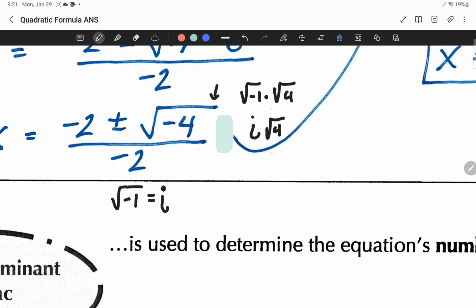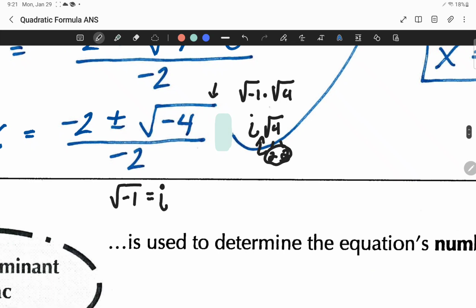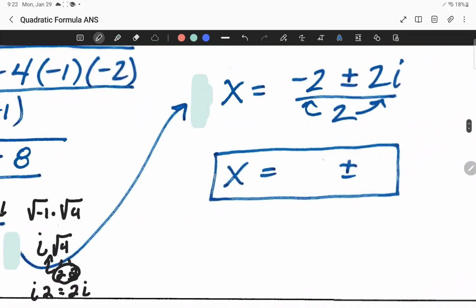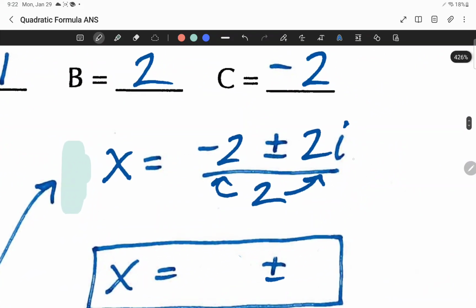Now, what is the square root of 4? The square root of 4 turns into 2, which if you remember, we circled it and we push it to the front. Now, that gives me i2, or 2i, which is the same thing. Okay, pretty easy. Okay, let's go up. And that's where we get this right here.